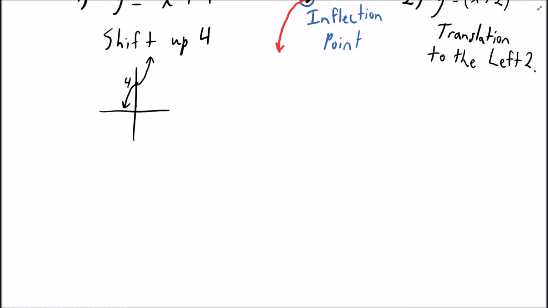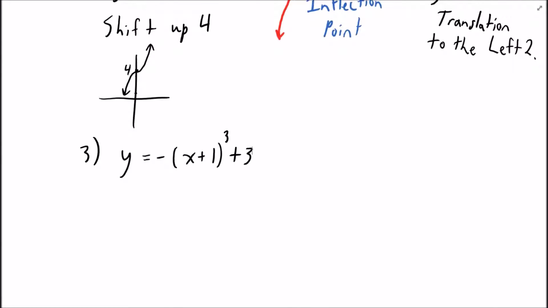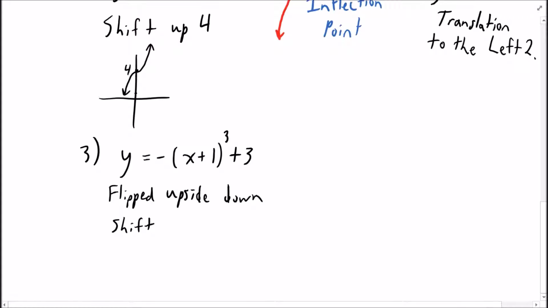Let's do a couple more. Alright, so the next one, y equals negative x plus 1 cubed plus 3. So this one has been flipped upside down. We have a shift. Remember, plus 1 means to the left 1, so shift left 1 and up 3. Positive 3 is up 3.